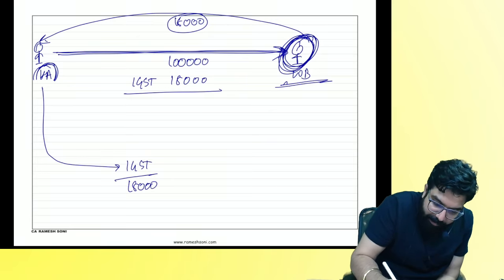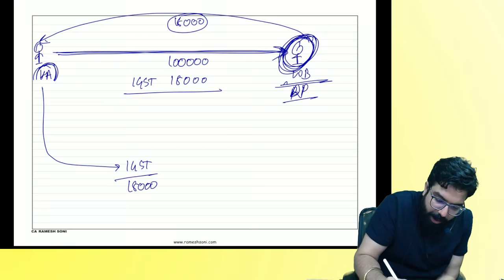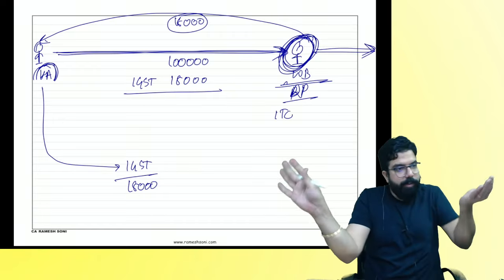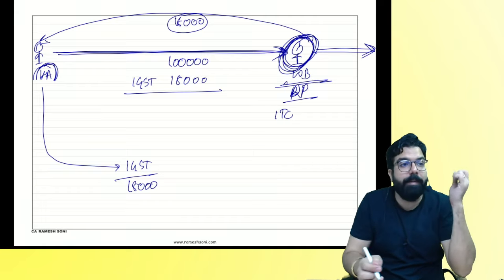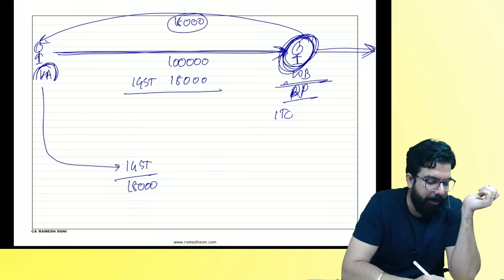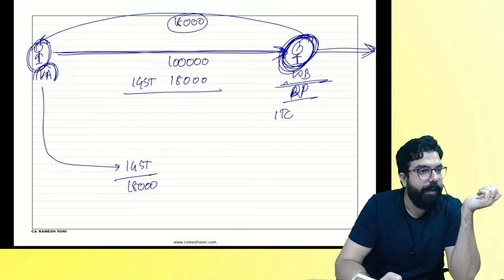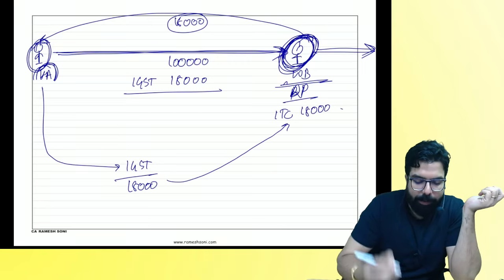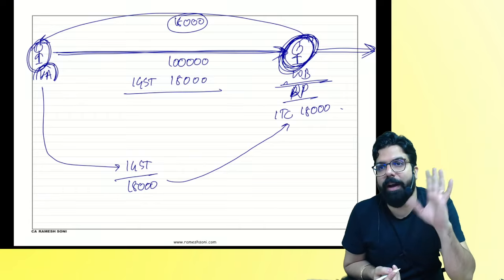Now, if this person is a business person, a registered person, he would want credit because he is going to sell the goods further. So he is going to use it. Who will give the credit? Any problem? The central government is the same for him and him. So the central government will give the input tax credit of 18,000. Any tension, everyone? Free flow of credit is happening.